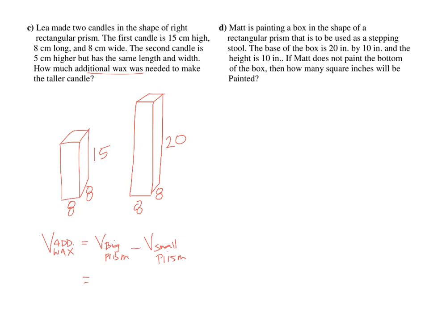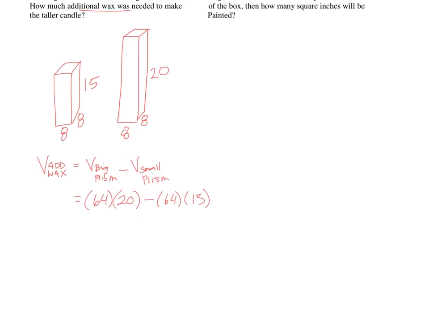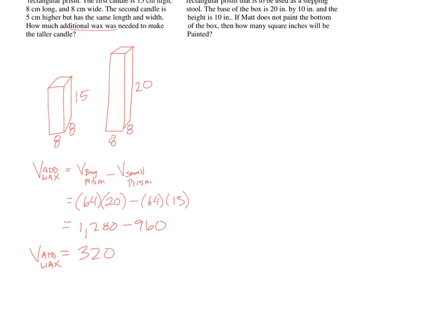So I have the area of the base for the big prism, which is 8 times 8, that's 64, times its height, which is 20, and then minus the volume of the small prism. The area of its base is 8 times 8, which is 64, times the height, which is 15. Okay, so I have 20 times 64, that's 1,280, then minus 15 times 64, which is 960. All right, so I end up with 320 for my volume of the additional wax. And we're working with centimeters here, so that's centimeters cubed. Done.